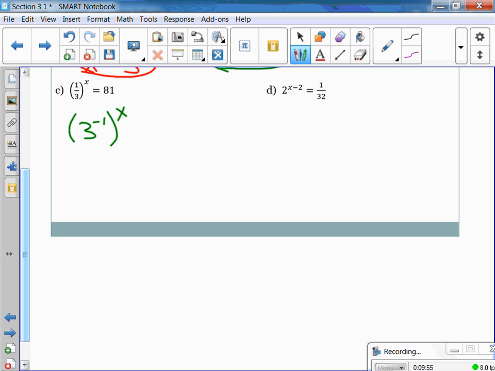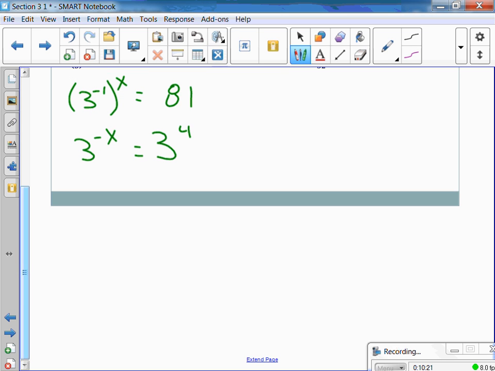What does the power rule say? When I raise a power to a power, what do I do to my exponents? We multiply. This one is pretty simple, right? So negative 1 times x, so 3 to the negative x. 81 is 3 to the 4, so we get negative x is equal to 4, or x is equal to negative 4.